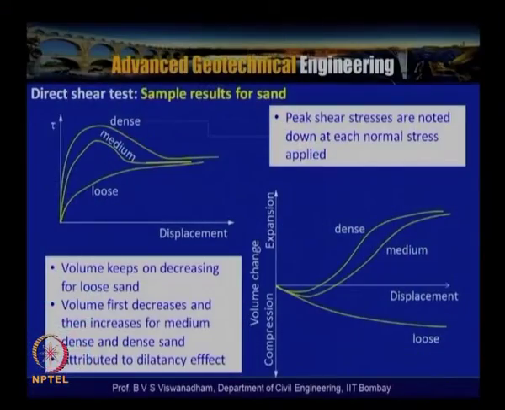In this particular figure, the typical shear stress versus shear displacement curves for loose sand, medium sand and dense sand are given. As can be seen, loose sand shows a continuous hardening effect. But in the case of medium sand and dense sand, particularly dense sand, a predominant peak is observed, and once the peak stress is observed there is a decrease in the shear stress with an increase in the shear displacement or shear strain.